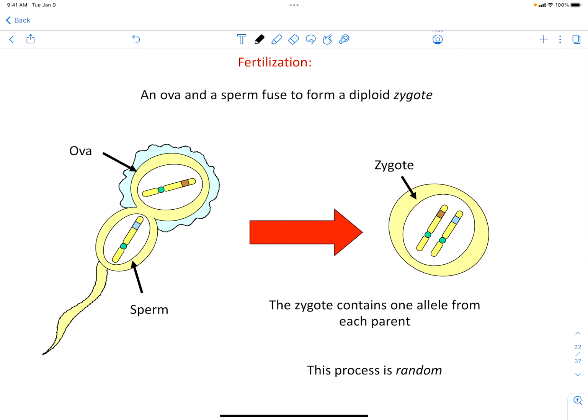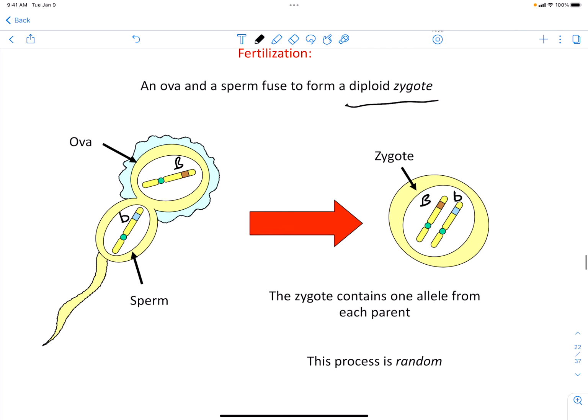Now in fertilization, you're going to get 2 of the gametes, a sperm and an egg, that come together to form a diploid zygote. And so again, we have our large B here and our little b here. And so this zygote is going to be heterozygous for a brown and a blue eye. And the process is random. So the zygote could have gotten a blue eye and a blue eye, or a brown and a brown.